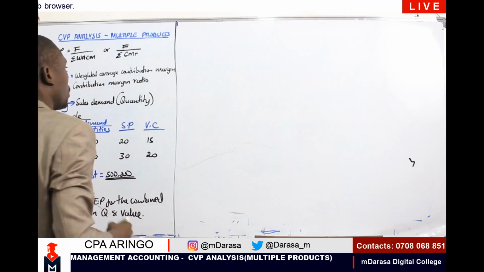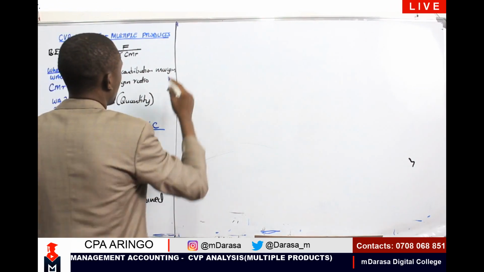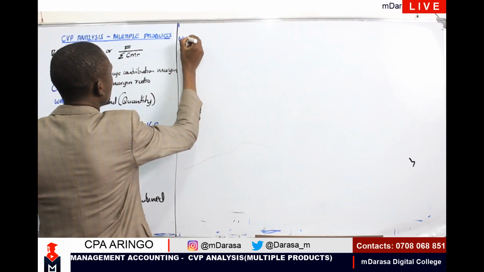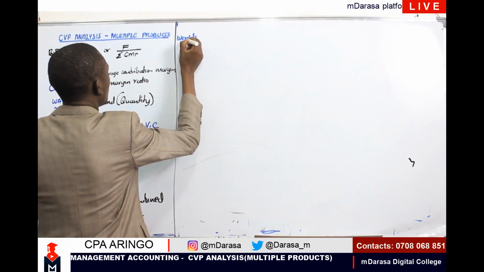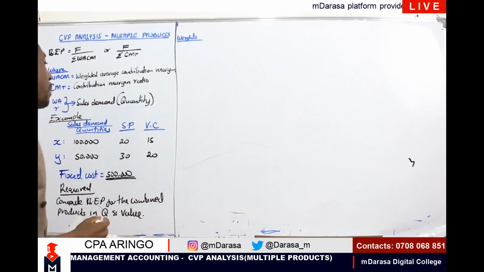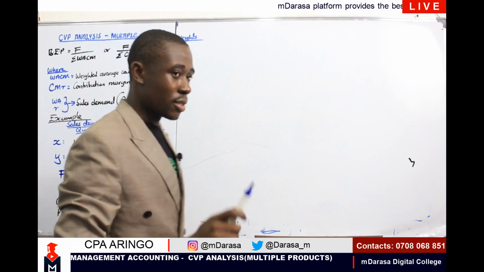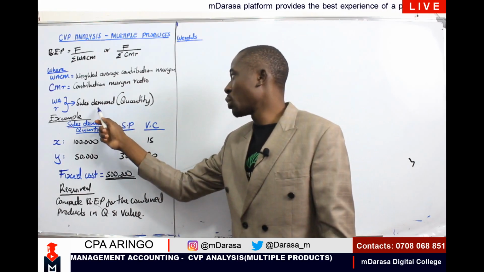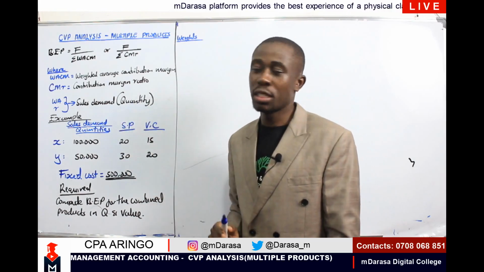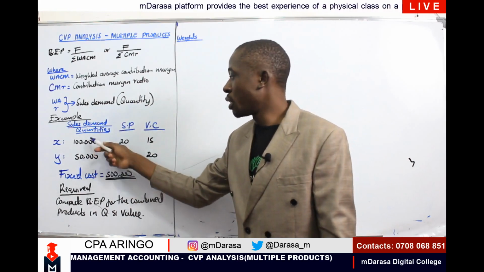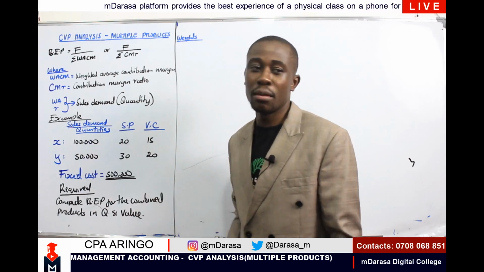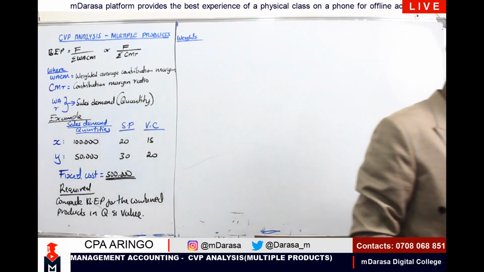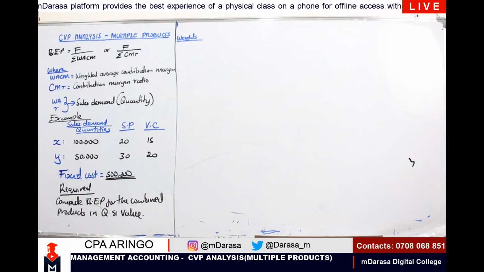And how will you determine our weights? We've said one main element will assist us to determine our weight, and this is the sales demand or quantity. So I'm going to use our sales demand to determine our weight. This is what we should be having, my good students.